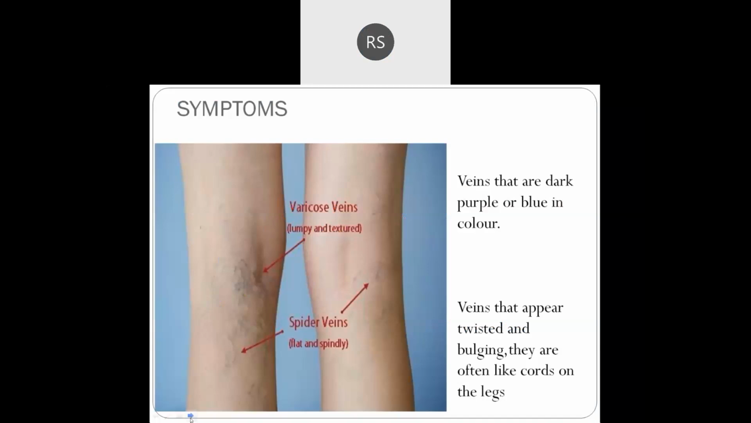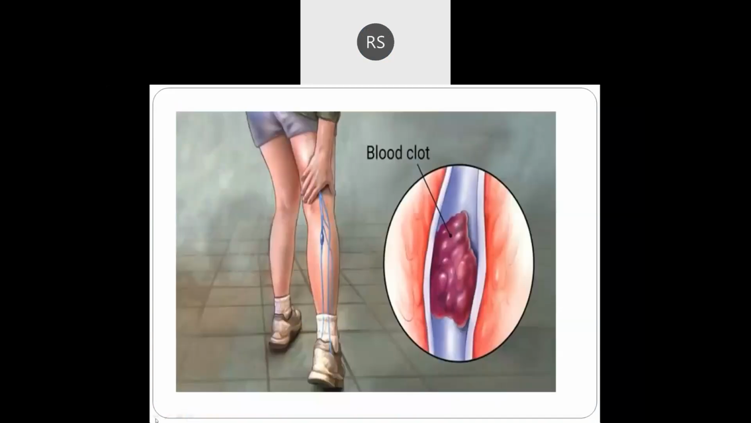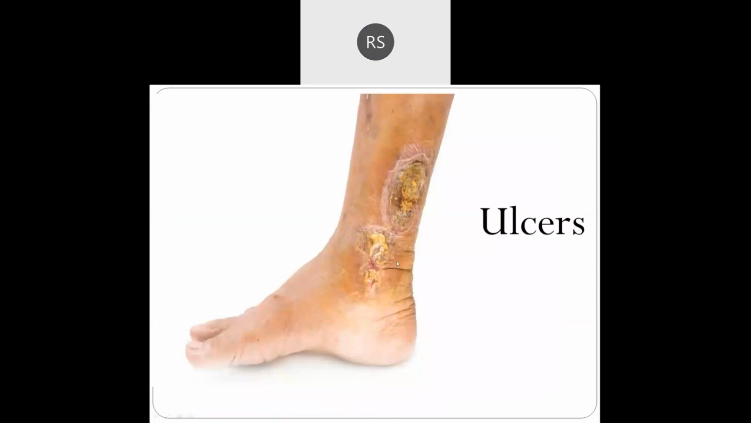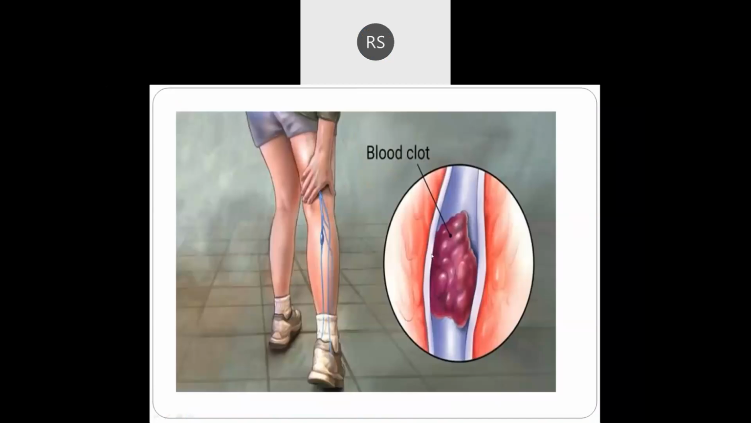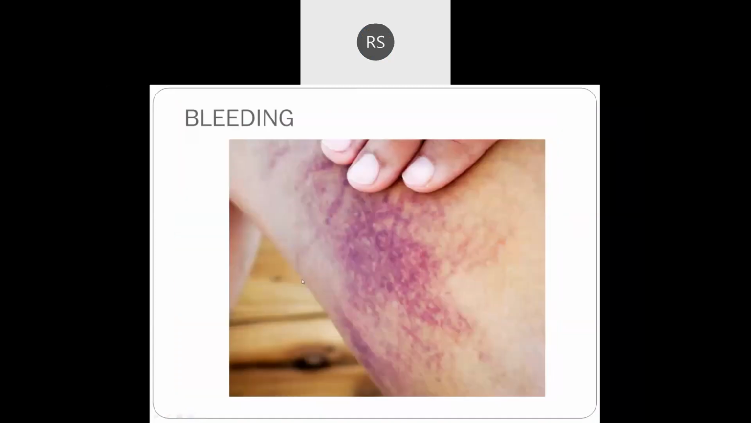So this is ulcer, the first picture. That means inflammation will occur here. And next is blood clot. There will be blood accumulation over here, and the person will feel pain. And that blood clot is known as thrombophlebitis, which I've already discussed. Next is bleeding. Just nearby the skin, it will bleed. So it is good.